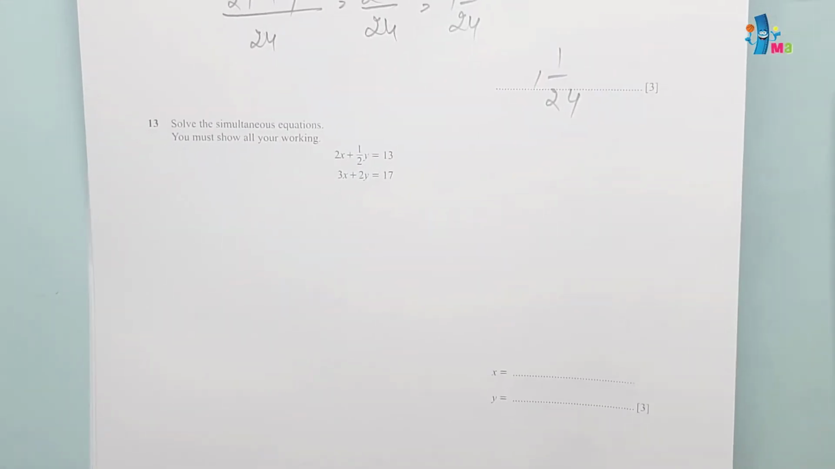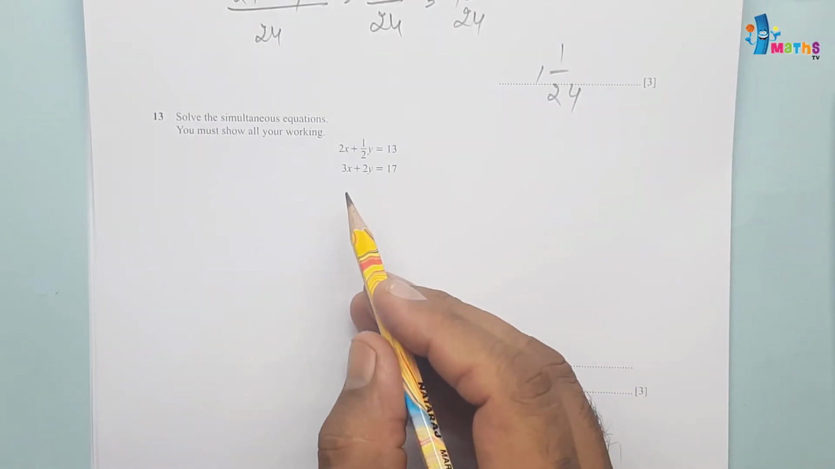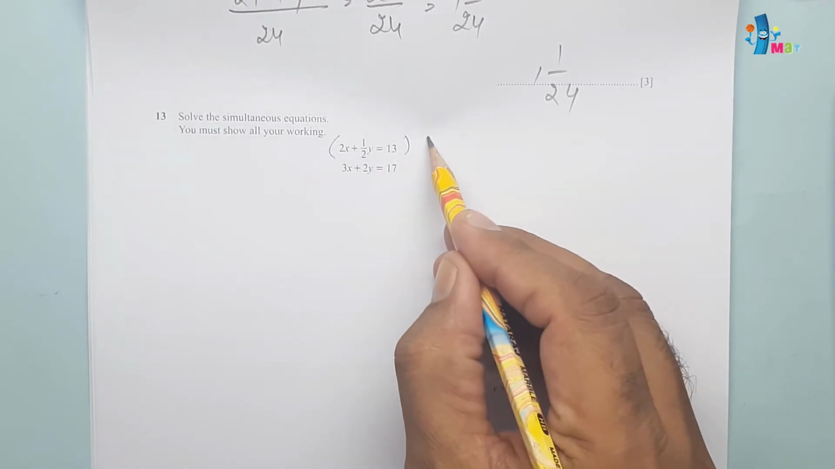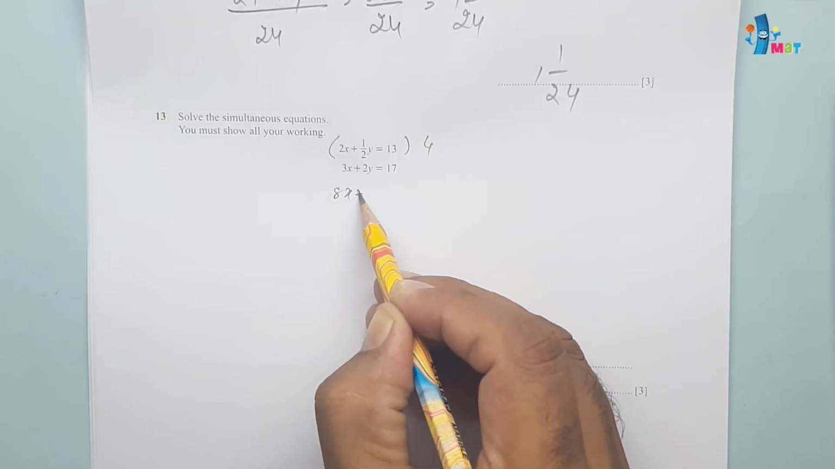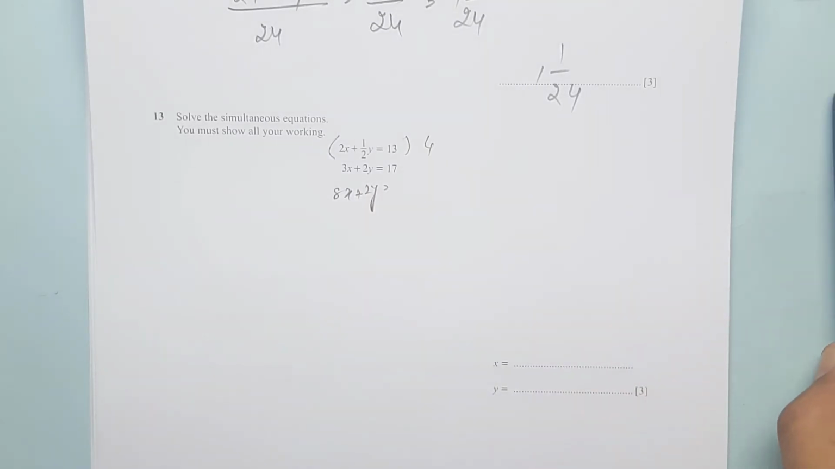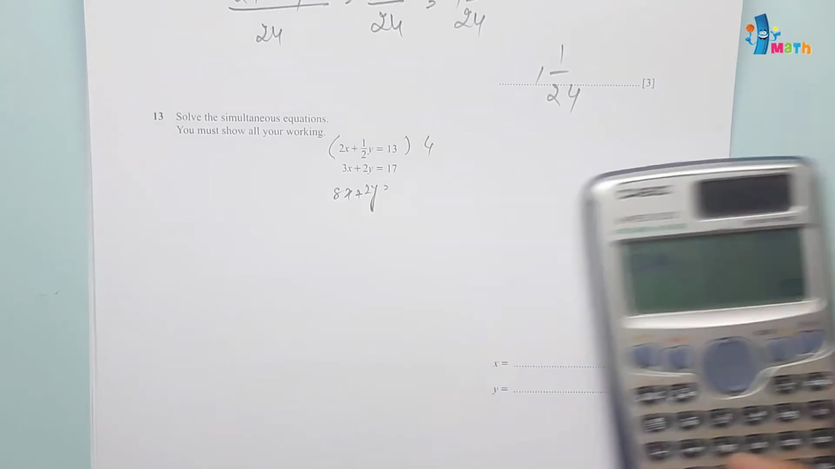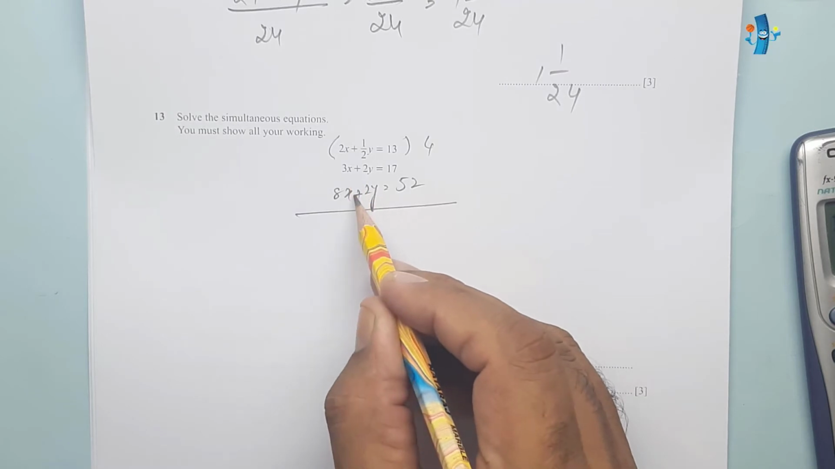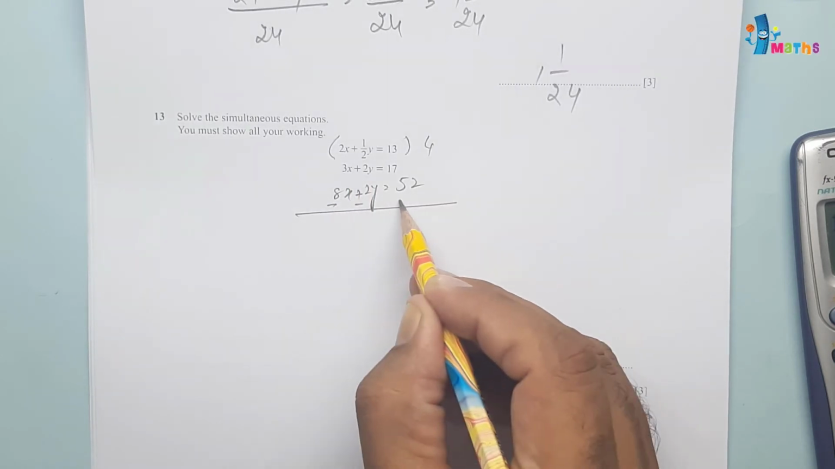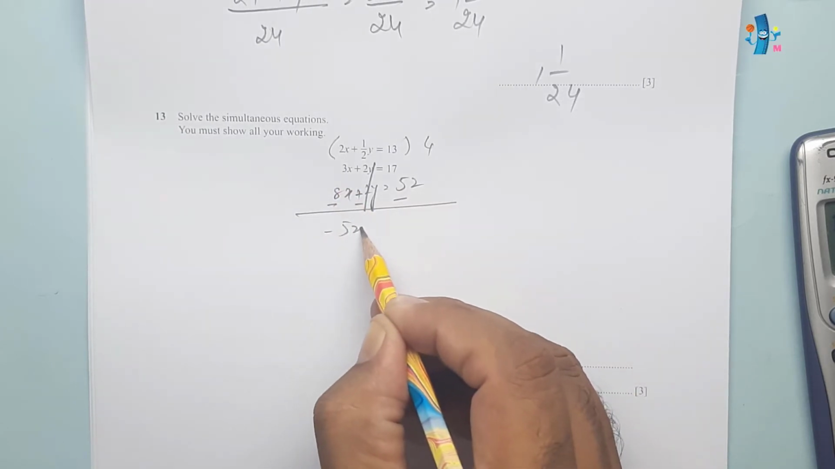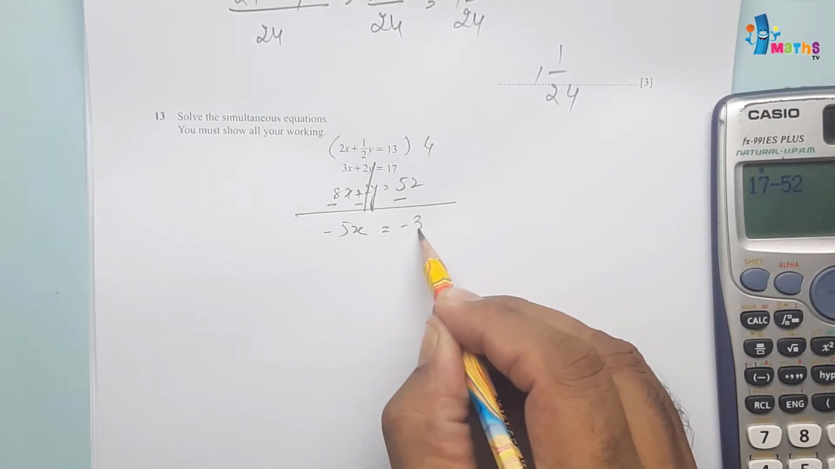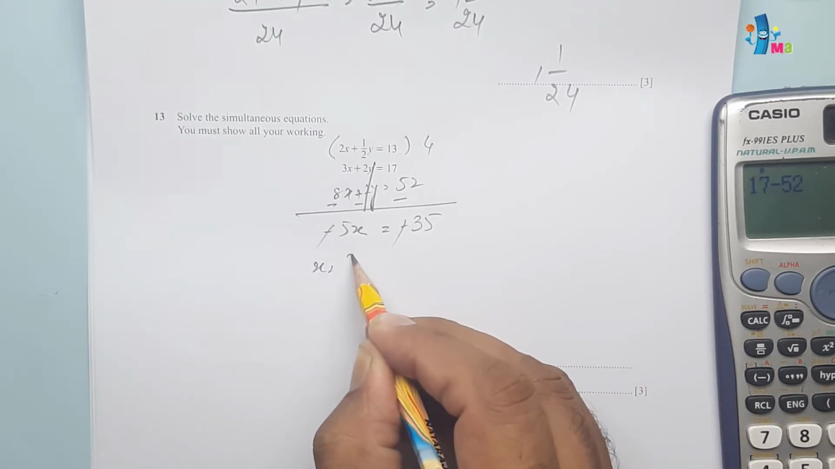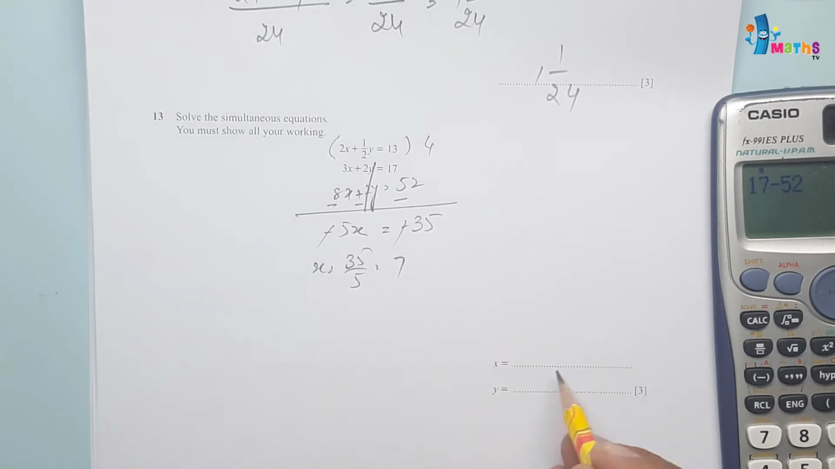Then comes the simultaneous equation, question number 13. In this one, we can multiply this equation by 4, and we will get the equation 8x plus 2y is equal to 13 multiplied by 4, which is 52. These will be our two equations, which we will subtract. This will be minus, minus and minus. The y terms will be gone. This will be minus 5x is equal to 17 minus 52. So 17 minus 52 will be equal to minus 35. We can cancel these minus signs. So x will be equal to 35 over 5, which is equal to 7. So the value of x is 7.